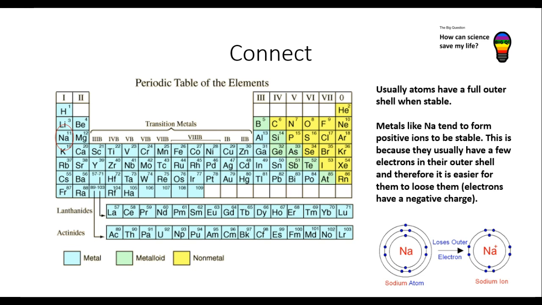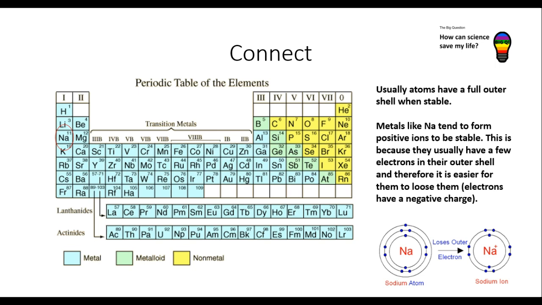So have a look at the periodic table, and you can see metals are found on the left hand side and non-metals are found on the right hand side. Metals are in light blue and non-metals are in yellow. Forget about metalloids, we're not looking at them at the moment. So usually atoms have a full outer shell when stable. So remember the famous octet rule. They tend to have 8 electrons in their outer shell.